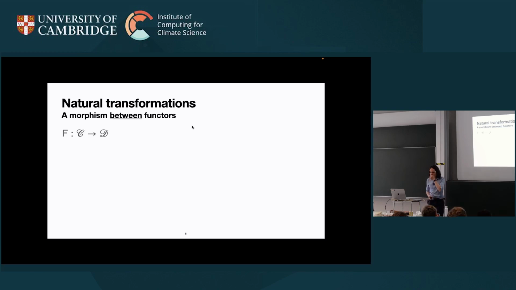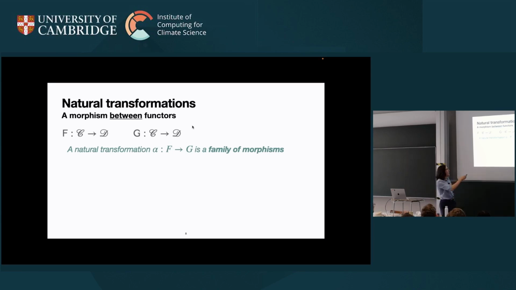So let's say we've got two functors, F and G. They have the same source and target categories, so curly C and curly D. A natural transformation is a way of connecting those two together. It does it by having a family of morphisms that live in D. We're going to call it alpha. Alpha maps between F and G. I'm using that arrow again because it is a morphism. It's a morphism in the category of functors, and it maps from F to G.